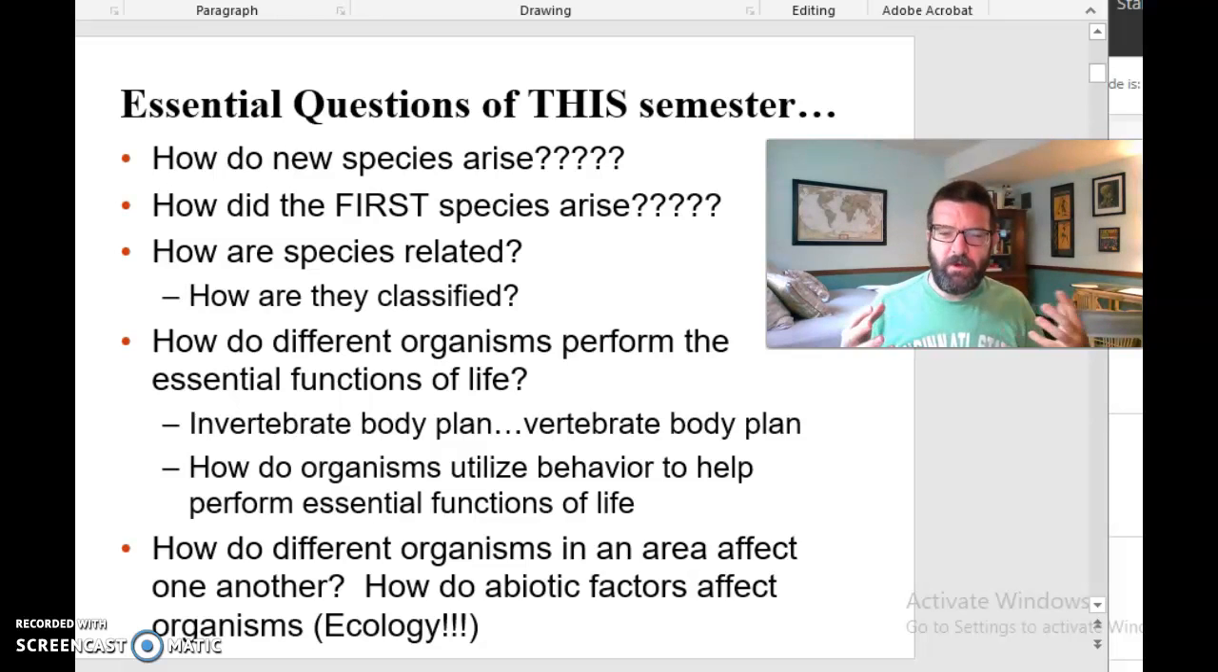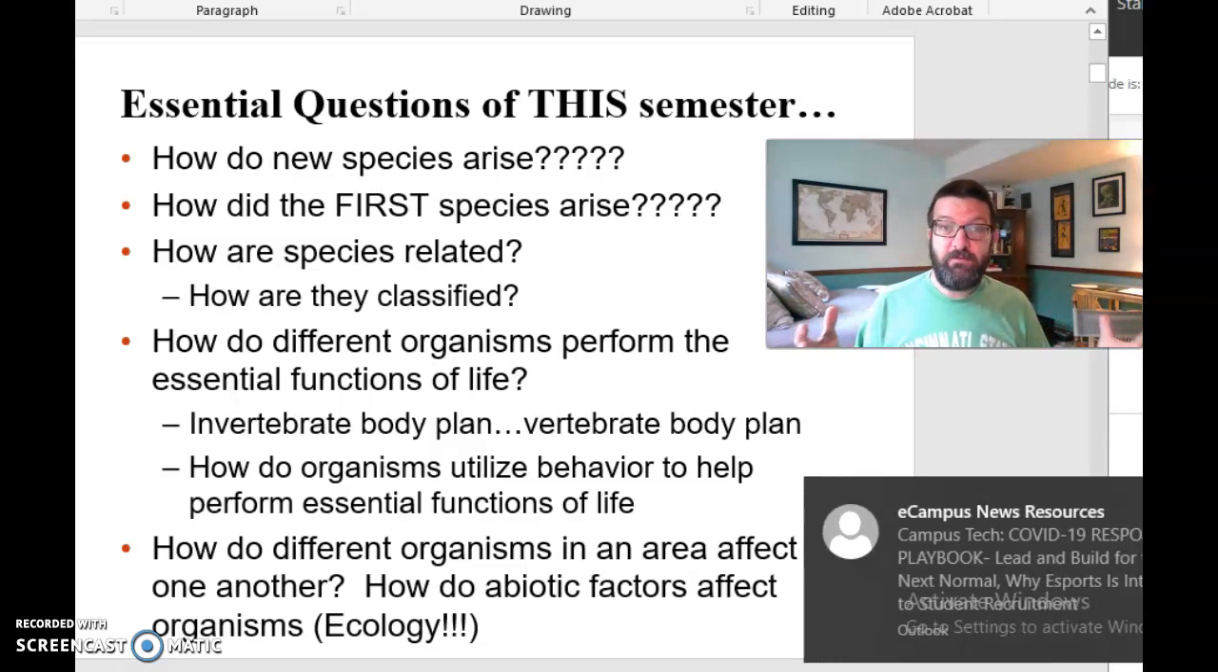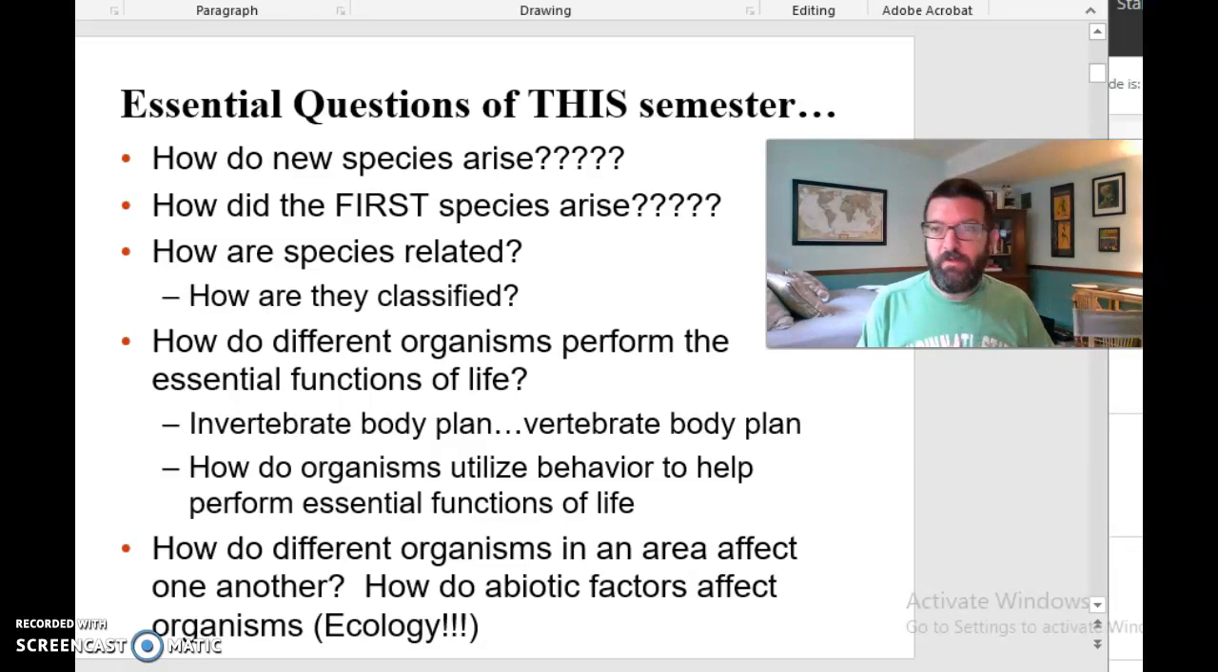And then we're going to talk about how those organisms, all trying to perform those functions of life individually, affect one another, right? And how do abiotic factors like weather or sunshine, rainfall, the pH or chemistry of the soil, how those things impact life. In other words, we're going to talk about ecology.